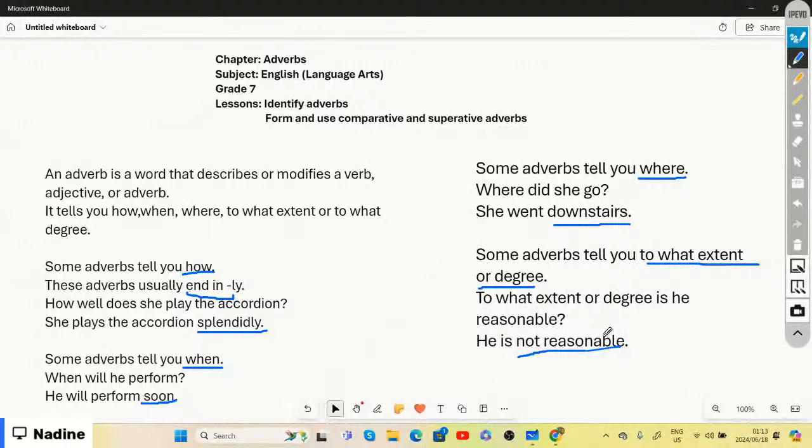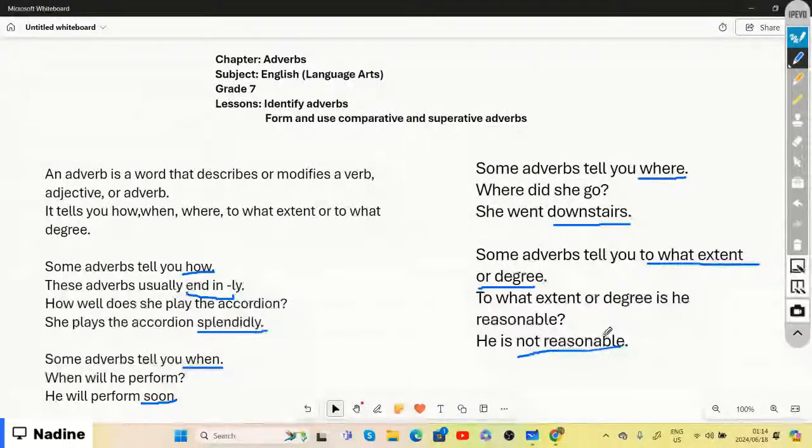And these are our adverbs, right? We said an adverb is a word that describes or modifies a verb, or it can even describe or modify an adverb, or it can describe and modify an adjective. And when it comes to adverbs, it either tells us how, when, where, to what extent, or to what degree. And we see that the adverbs that tell us how end in ly.